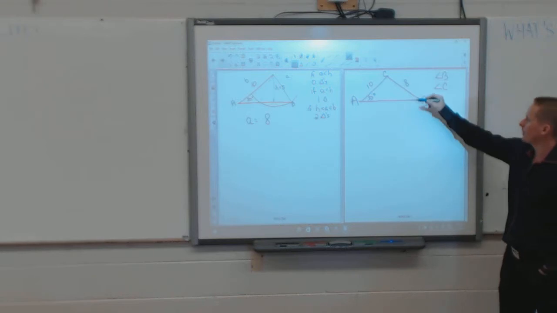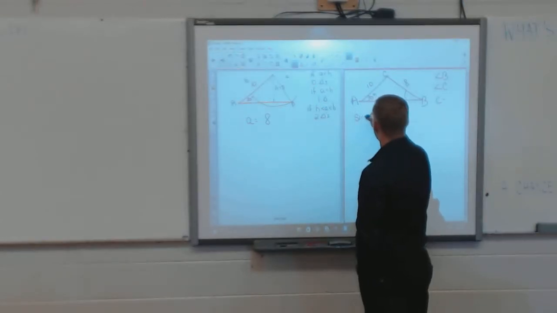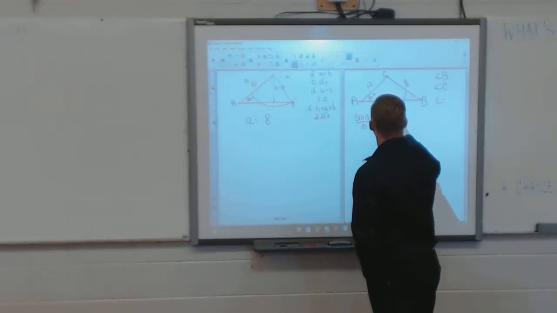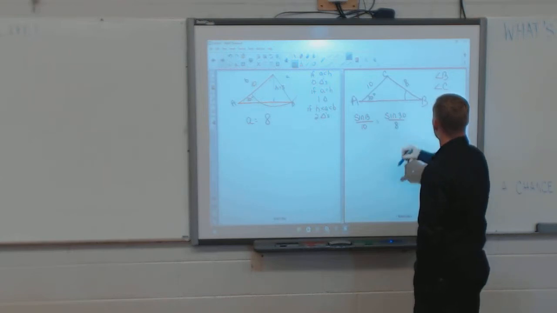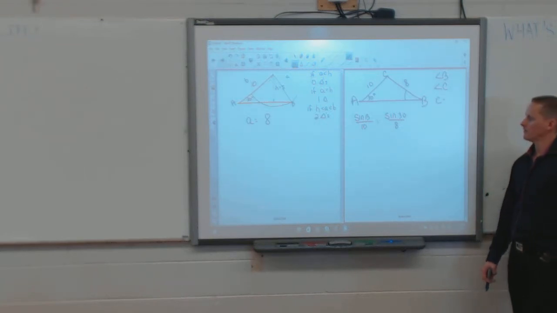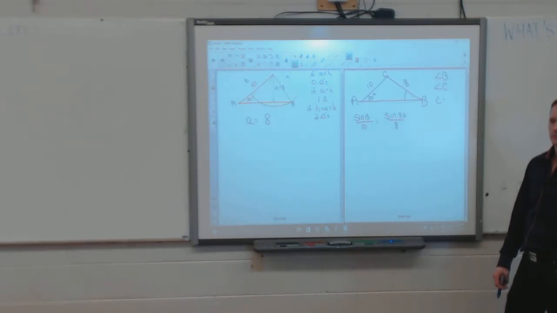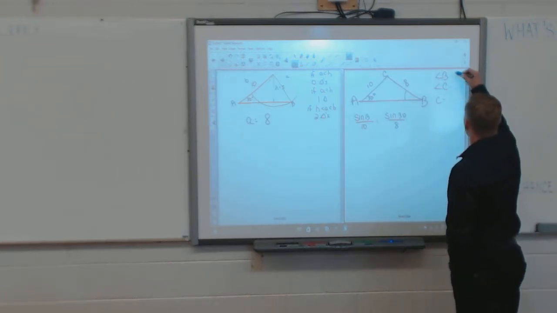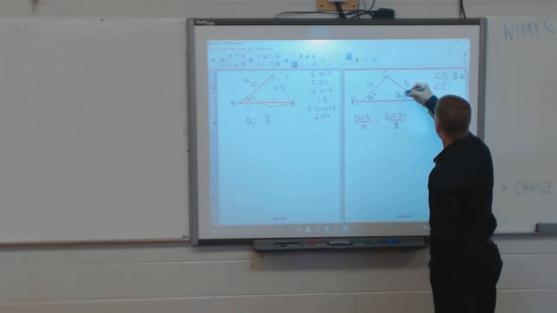Okay? So the first thing I want to find is that guy right there. So let's do it. Sine B over 10 is equal to sine 30 over 8. Okay? So punch that into your calculator. 10 times sine 30 divided by 8, second function sine, because we're finding the angle. So 5 divided by 8, second function sine. 38.68. Excellent, thank you. 38.68 degrees. So this is 38.68 degrees right here.